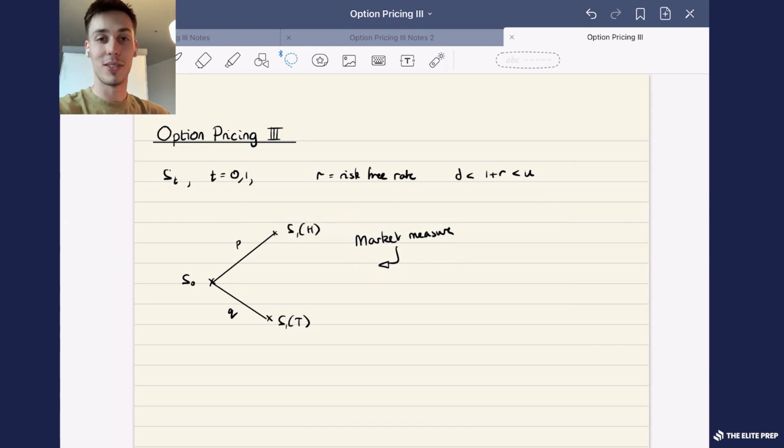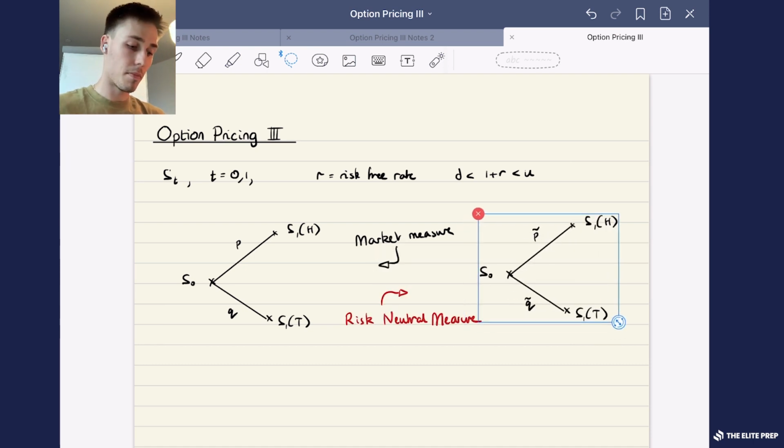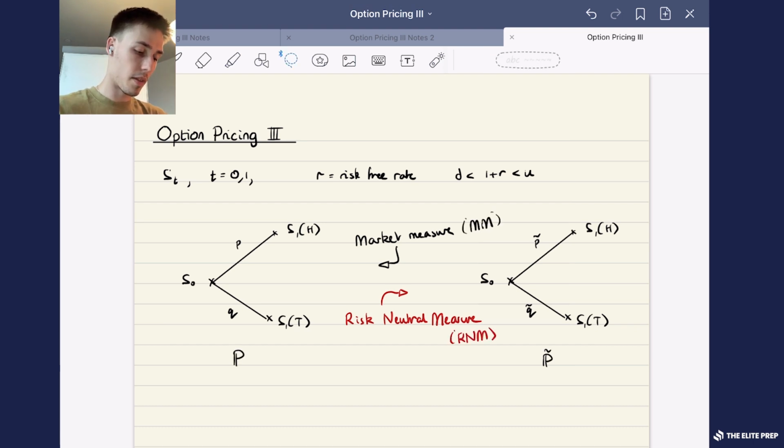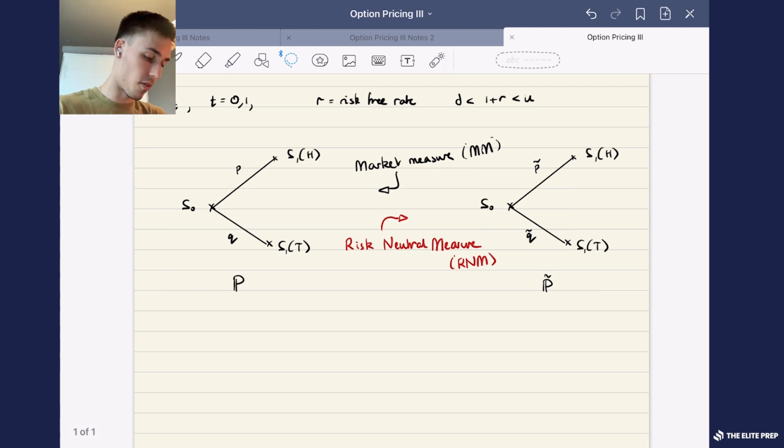We also introduced an alternative measure which allows us to compute the price of a derivative when we know its payoff at time 1. That is called the risk-neutral measure. Remember, the risk-neutral measure is denoted by P tilde, and the market measure is denoted by P. Then P tilde and Q tilde took the following form.